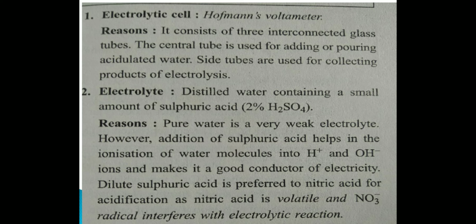Electrolytic cell: Hoffman's voltameter. The reason it consists of three interconnected glass tubes. The central tube is used for adding or pouring acidulated water. Side tubes are used for collecting products of electrolysis.